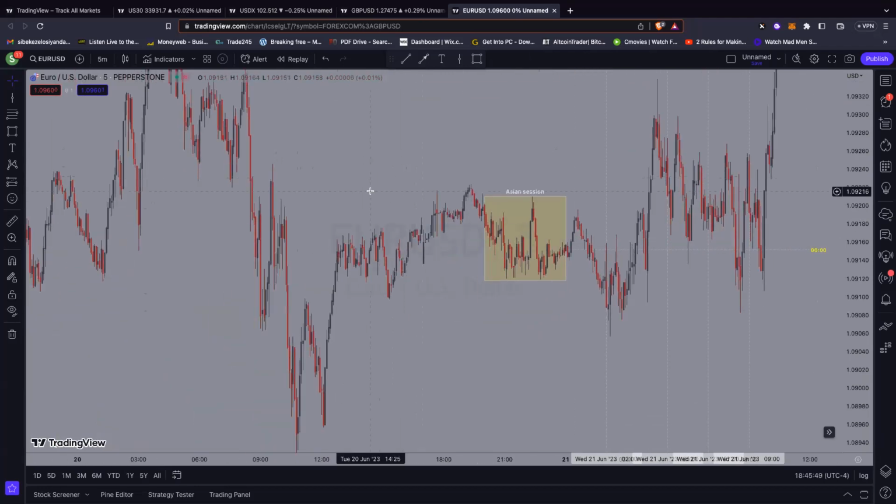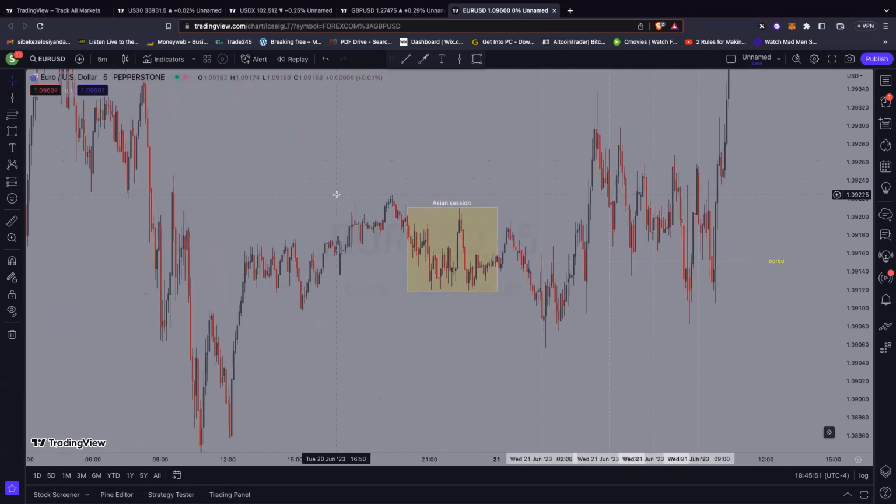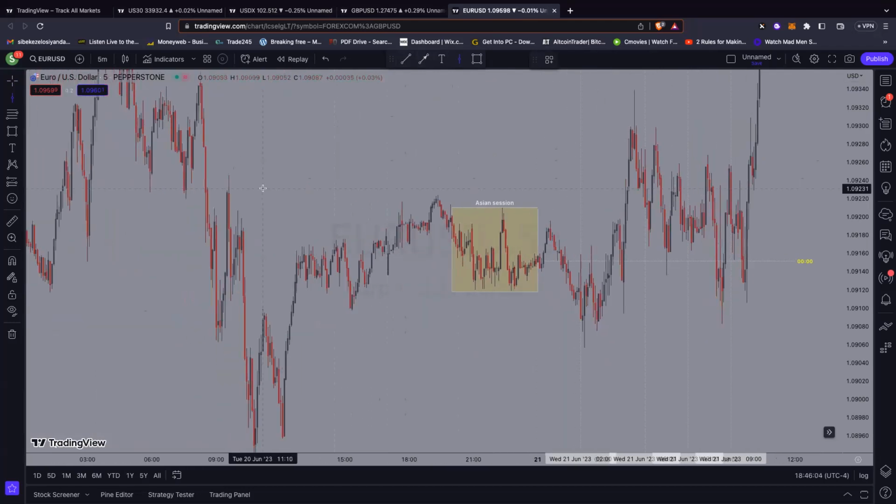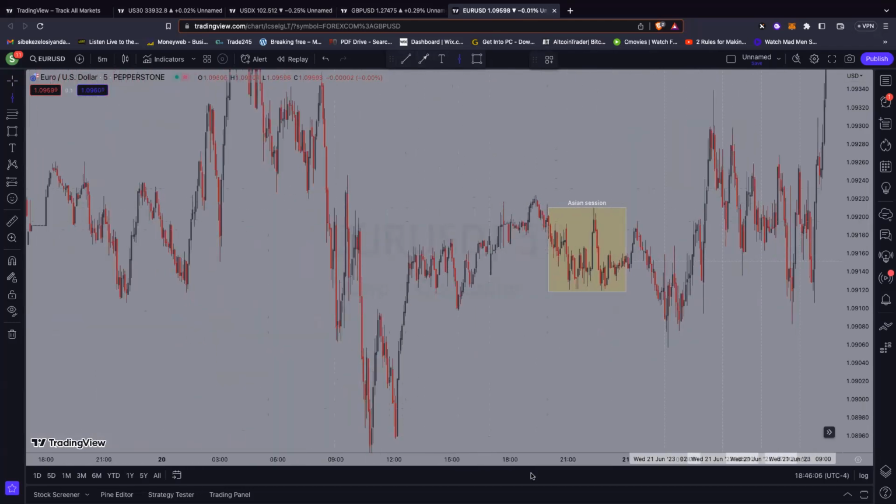Okay, the previous day, what do I have? I have the New York PM session, which is 1:30 to 4, the previous day. I'm gonna highlight that as well. So this is the previous day. Now remember this, you look down here, this is Tuesday's price.